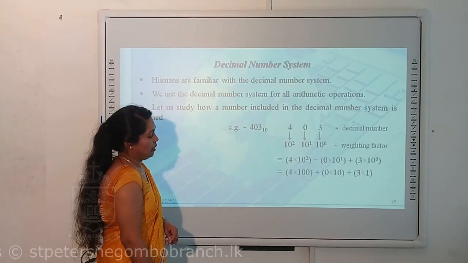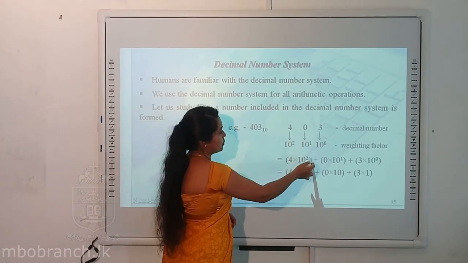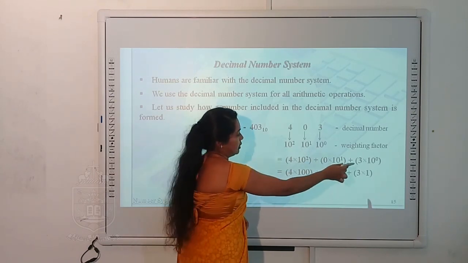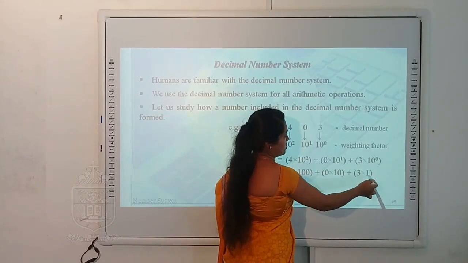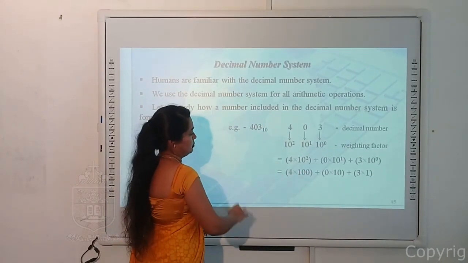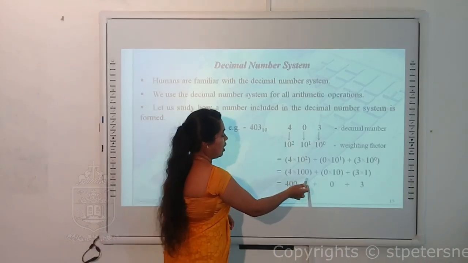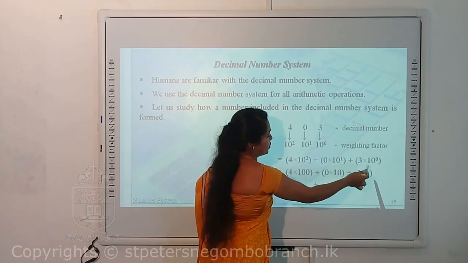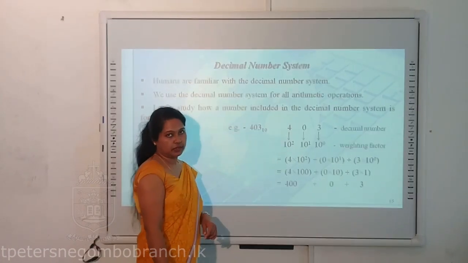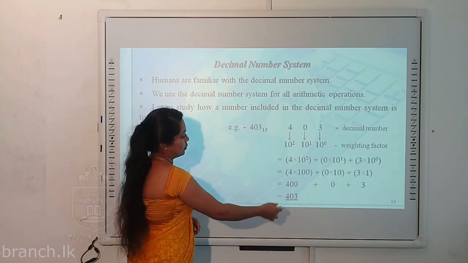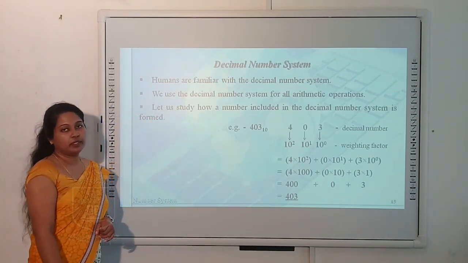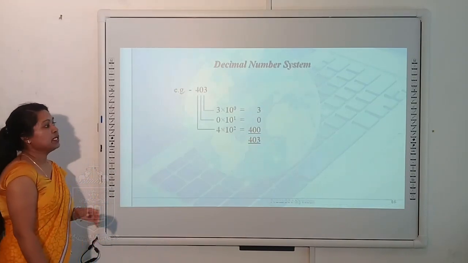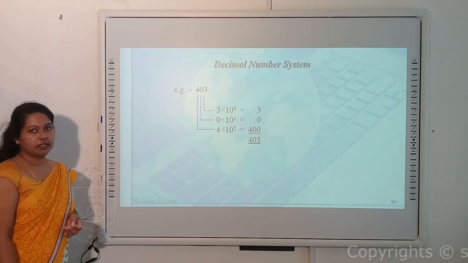Next step. 10 to the power of 2 means 100. 10 to the power of 1 is 10. Then 10 to the power of 0 equals 1. 100 into 4, 400. 10 into 0, 0. 3 into 1, 3. Right. Likewise, you can get the final output. There is another method to form the decimal number.